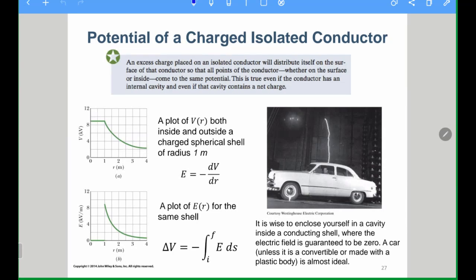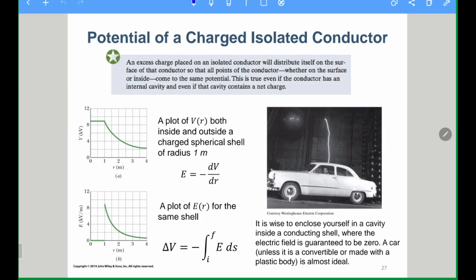Okay, so this is the last part of chapter 24. We just simply introduce the potential of a charged isolated conductor. It says an excess charge placed on an isolated conductor will distribute itself on the surface. We have already mentioned a similar thing before. Within the conductor, there will be no charges, and also no E field inside the conductor.